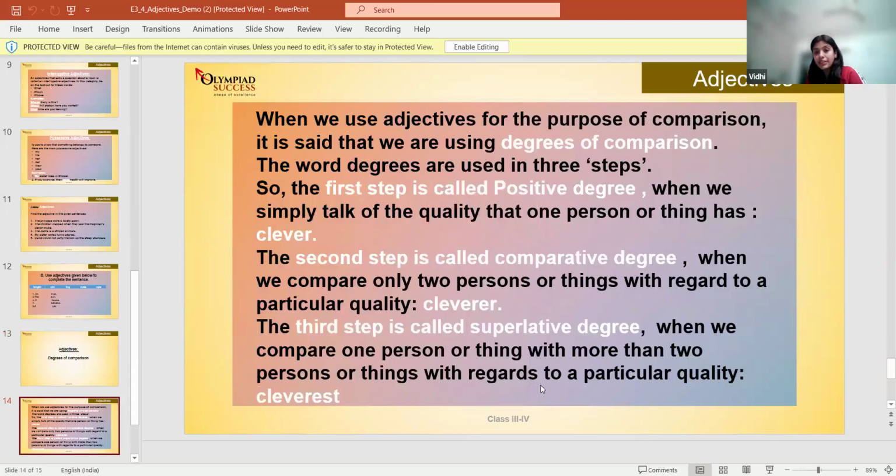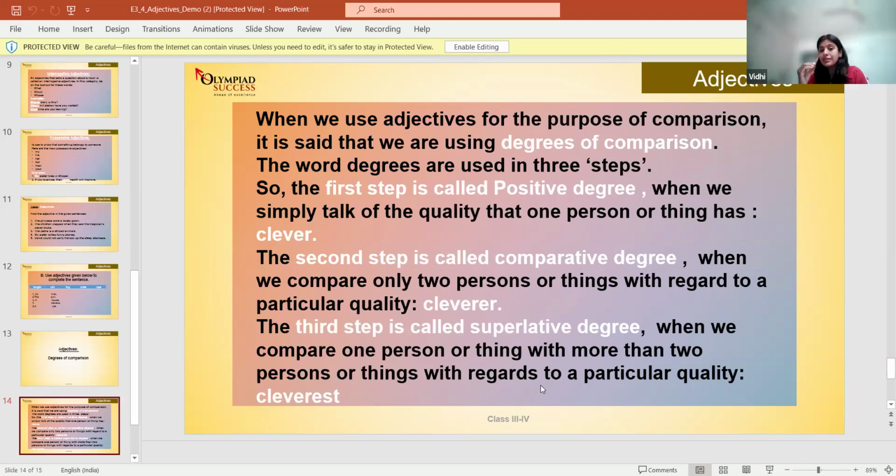When we use adjectives for the purpose of comparison, it is said that we are using degrees of comparison. The word degree is used in three steps. First is called the positive degree. When we simply talk about the quality of one person or thing, for example, the boy is clever, we are just talking about one person, so the word clever is in the positive degree.